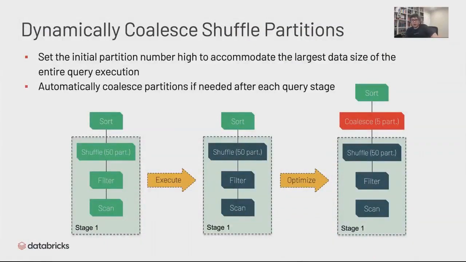AQE can solve it in a smart way. We can first increase the initial partition number to a big one, and after we execute the leaf query stage, we can know the actual size of each partition. Then we can automatically coalesce the nearby partitions and reduce the number of partitions to a smaller one. This is the example.